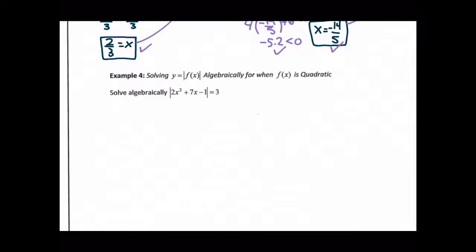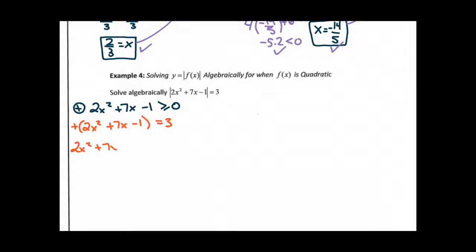Okay, the next example, the positive restriction will be 2x squared plus 7x minus 1 greater than or equal to 0. So when we solve this one, this will be positive inside our absolute value, equaling to 3. So everything will stay as positive. And we're going to have to solve for x. So this is my restriction here. Make sure you state your restriction, everything greater than 0 because it's positive inside the absolute value.